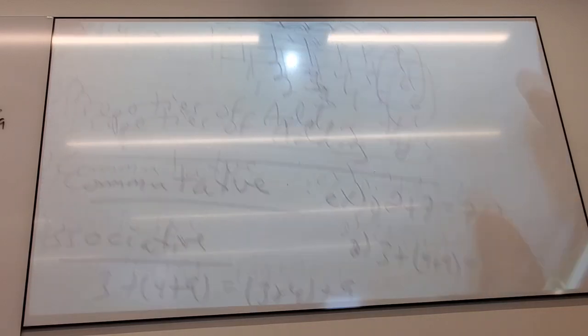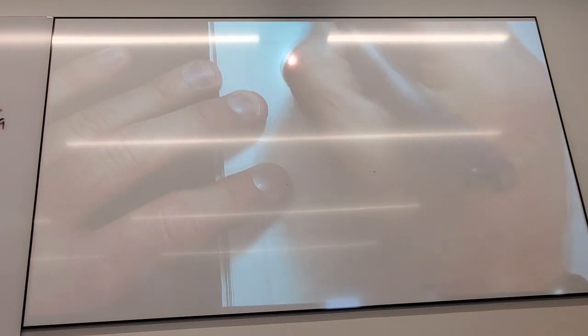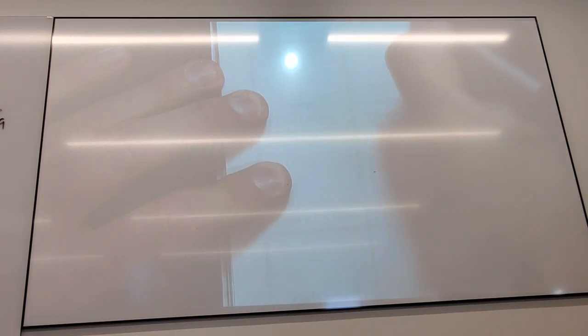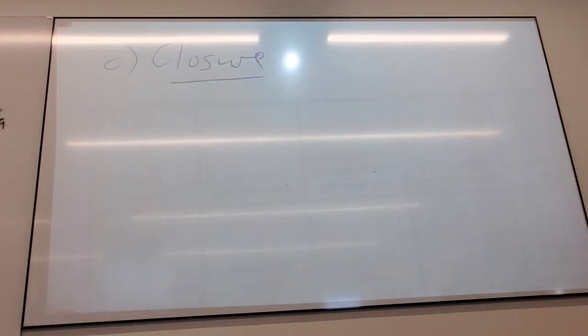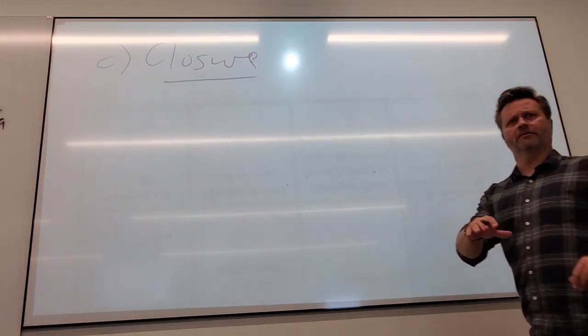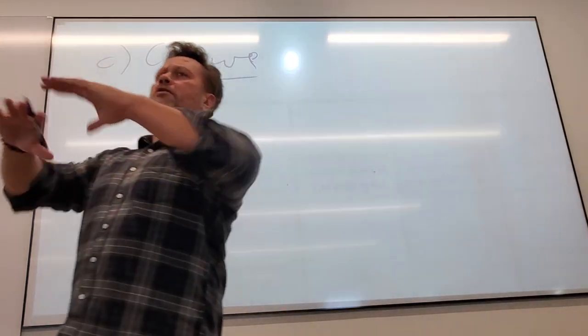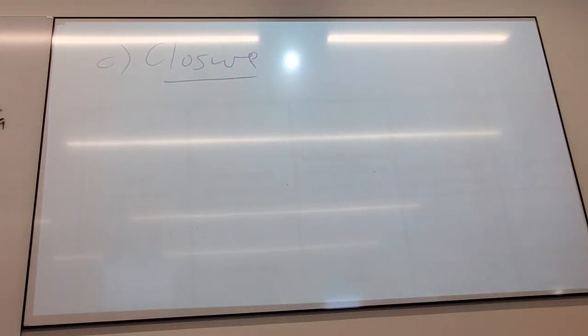There's one little dude I skipped, which I feel really bad about, because it's one of my favorites. So the next property is called closure. Does anyone know the psychological definition of closure? No? You ever heard of if a relationship ends, you want to get closure? Okay. So that's not what this is. This is a mathematical idea.